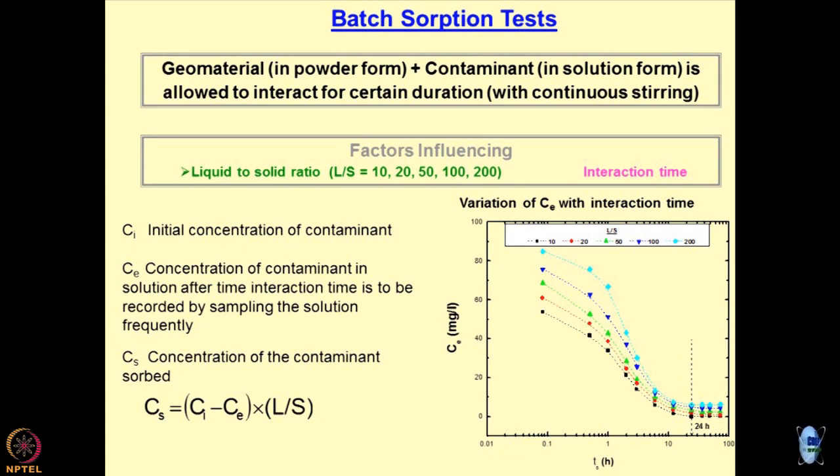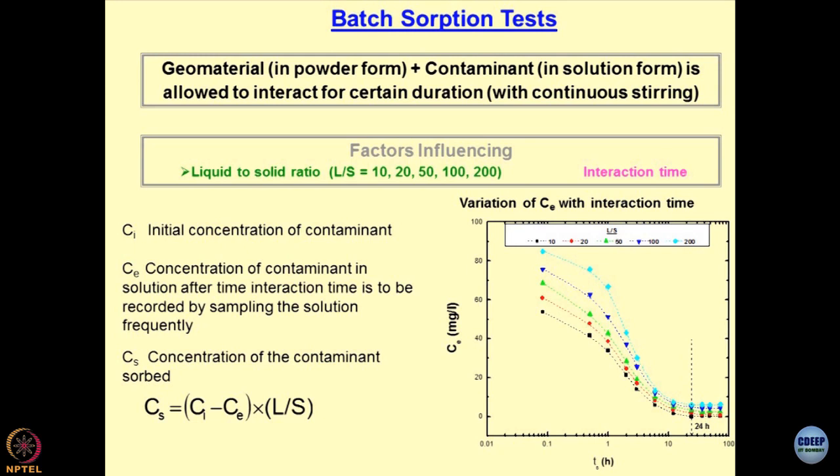So, at different L by S of the solutions, when I take certain soil and allow interaction to occur, what you are observing here is Ce, the concentration of the contaminant in the solution. So, the concentration of contaminant in the solution decreases over a period of time. Why? Because this concentration is getting sorbed onto the solid phase, and hence the sorption is going on. So, after a certain time, what you observe is that concentration becomes almost constant. This is what is known as equilibration time.